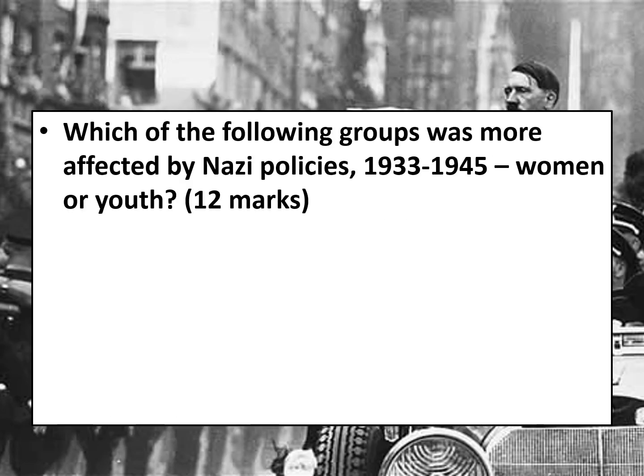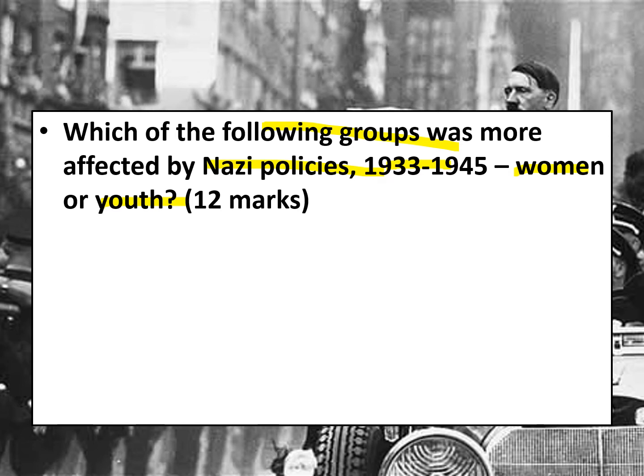Next question you have to answer is this 12-mark question that says which of the following groups was more affected by Nazi policies? Was it women or the youth? So you're going to have to write a paragraph on women where you think about what their policies were like towards them between 1933 and 1945, and you want to think about how much it affected them, how it changed over time. Then you do another paragraph on the youth where you do something similar.